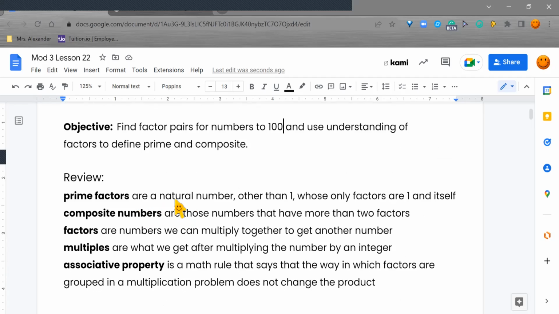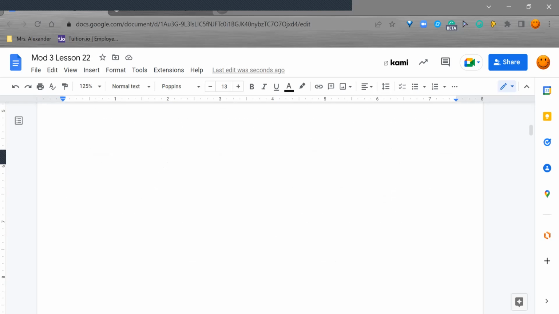We have prime numbers, which are natural numbers other than 1 whose only factors are 1 and itself. We have composite numbers, which are numbers that have more than 2 factors. We have factors. Factors are numbers we can multiply together to get another number. And then we have multiples, and that's the number after we multiply. And then we have the associative property. We're going to keep moving on.